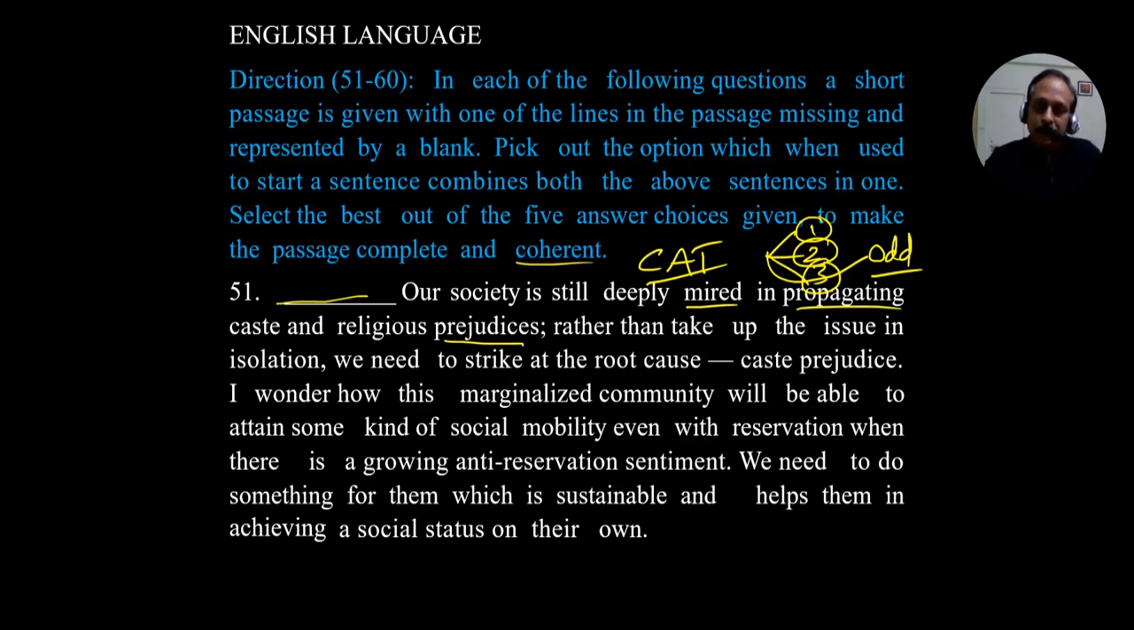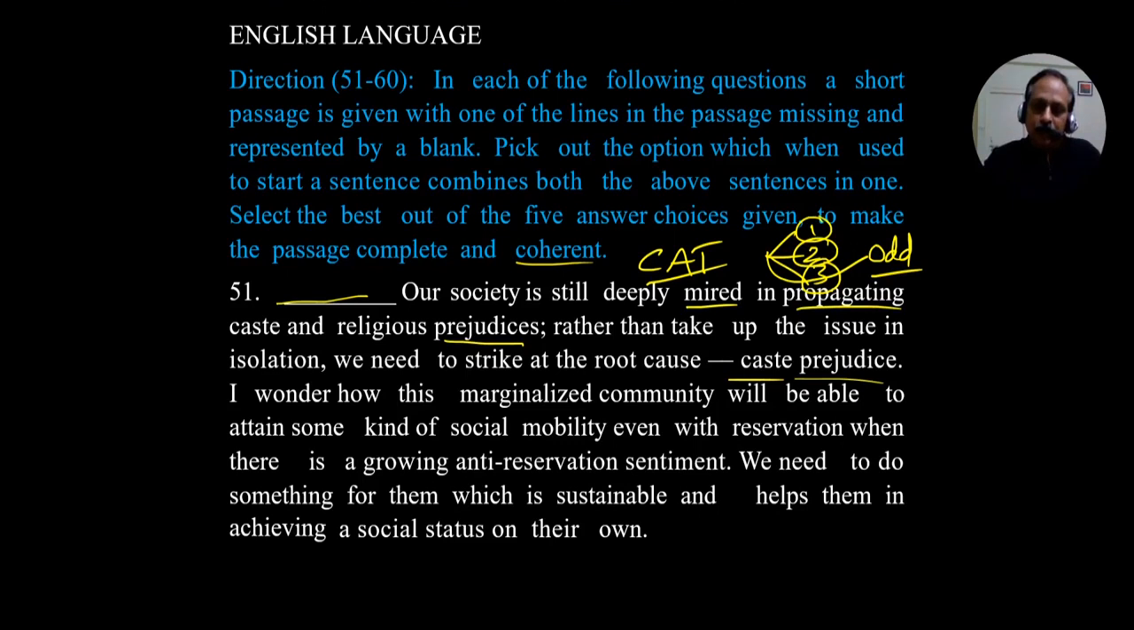Rather than take up the issue in isolation, we need to strike at the root cause, caste prejudice. This talks about a particular practice, perhaps. You have to understand. Don't look at the options. First you read this and try to get an idea what it is about. Our society is still deeply mired in propagating caste and religious prejudices. Rather than take up the issue in isolation, we should not take it in isolation. We need to strike at the root cause. What is the root cause? Root cause means a basic problem, caste prejudice.